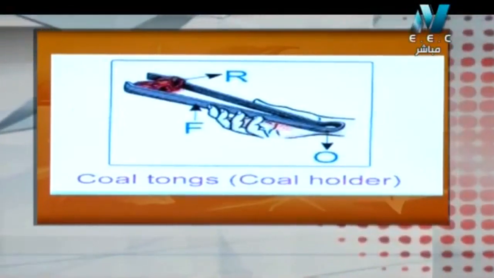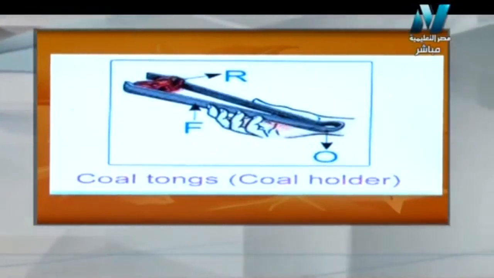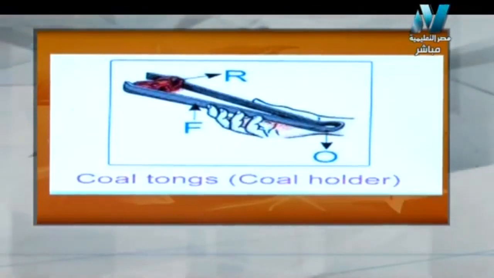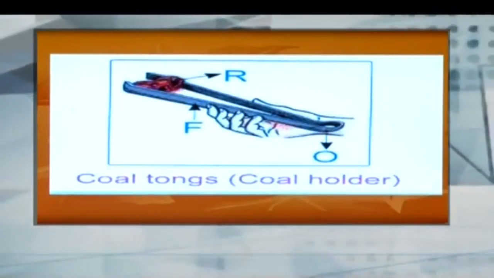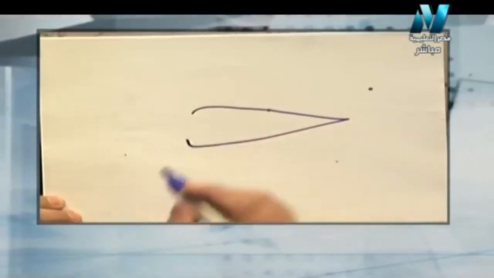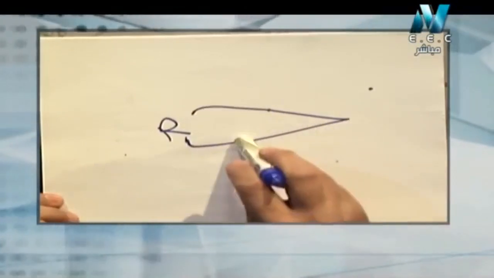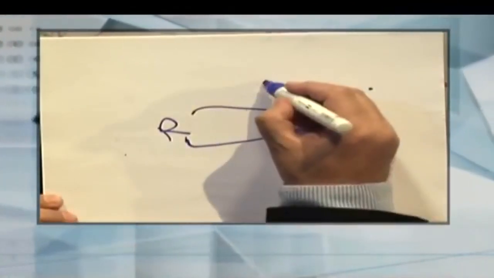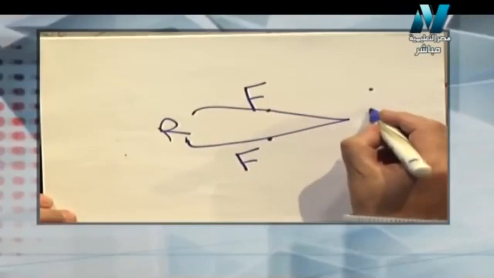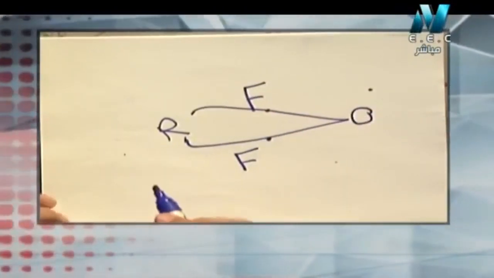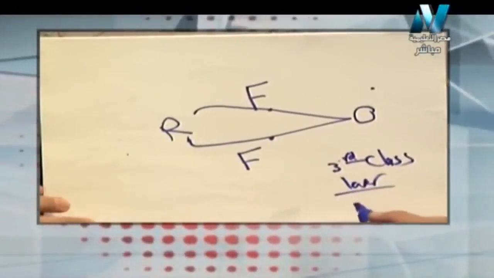Why do I consider the coal tongs or coal holder a third class lever? Because it has the effort force between fulcrum and resistance. Let's draw the coal tongs together, a very easy drawing. Here R, or the resistance, is the thing I want to hold. Do I hold from here or here? Surely I would hold from this place. So effort force from this place. Here of course I have two effort forces, top and bottom. Here the fulcrum. Okay, so it will be what? It will be third class lever. Third class lever. Why? Because it has what?